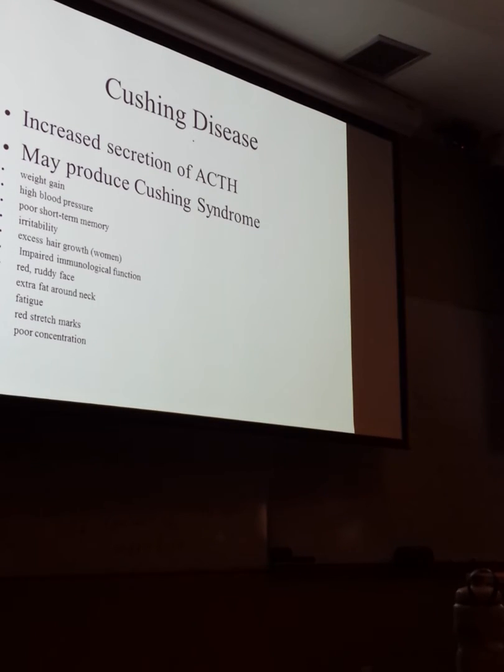inappropriate secretion of ACTH. And so if I have a pituitary adenoma, pituitary tumor, that produces a lot of the adrenocorticotropic hormone, that hormone is going to trigger in the adrenal gland a lot of production of both glucocorticoids and mineralocorticoids. So basically, you're going to get a whole lot more cortisol in your blood.